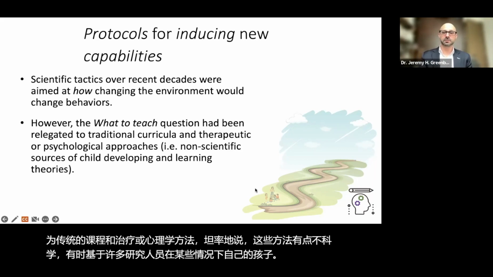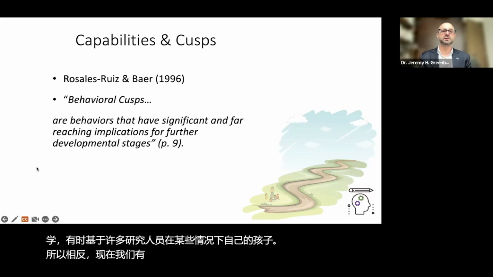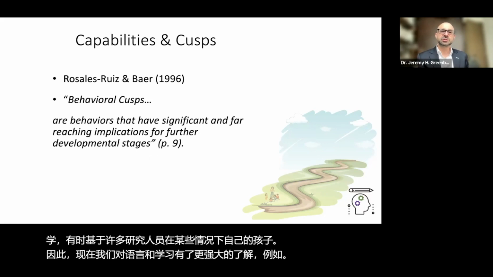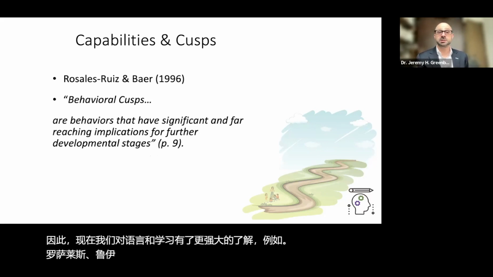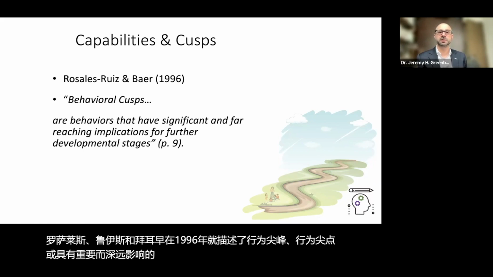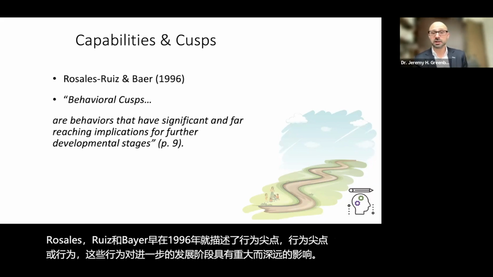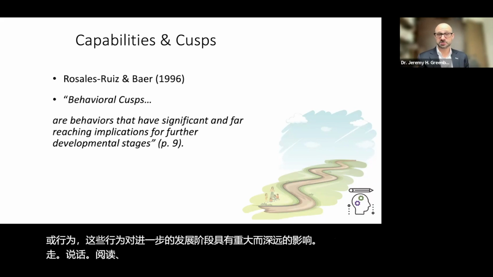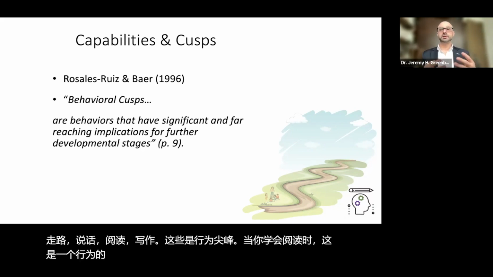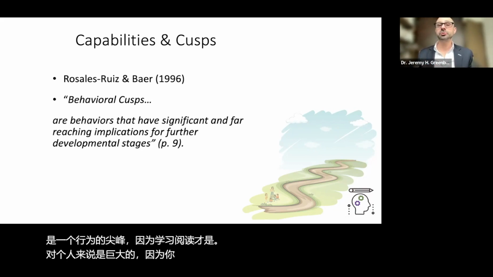So instead, now we have a little bit more robust view of language and learning. For example, Rosales-Ruiz and Baer back in 1996 described behavioral cusps. Behavioral cusps are behaviors that have significant and far-reaching implications for further developmental stages. Walking, talking, reading, writing, these are behavioral cusps. When you learn to read, that's a behavioral cusp, because learning to read is massive for the individual, because you can now do 20 things that you couldn't do before.